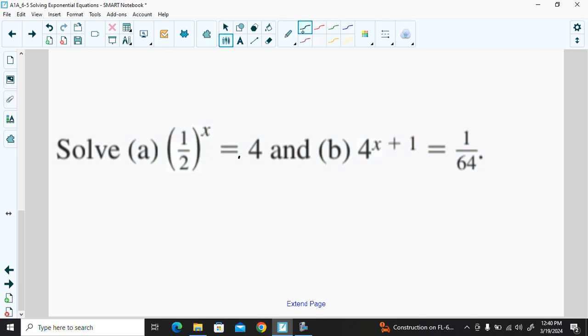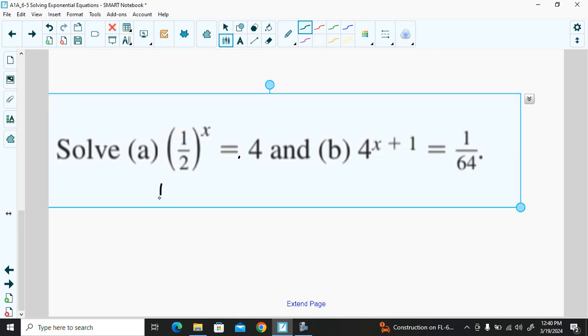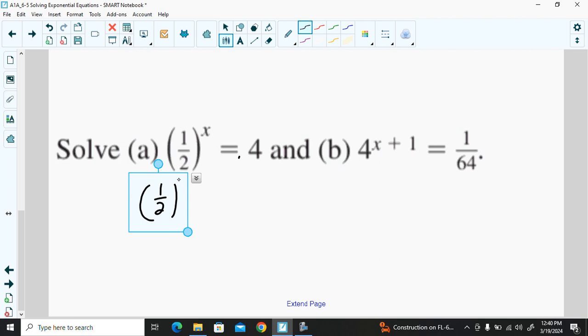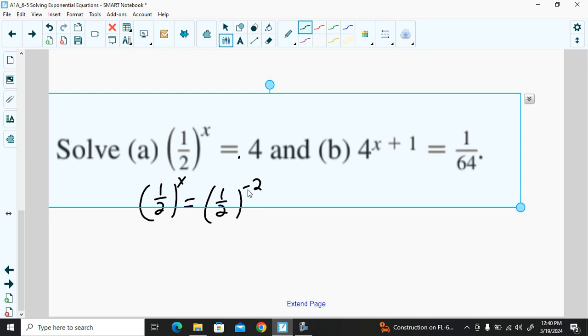Let's write 4 with a base of 1/2. So we're going to have 1/2 to the x equal to 1/2 to the negative 2, because 1/2 to the negative 2 is the same as 4.